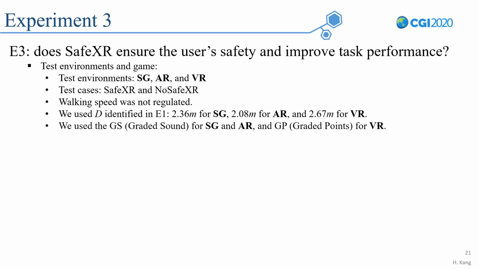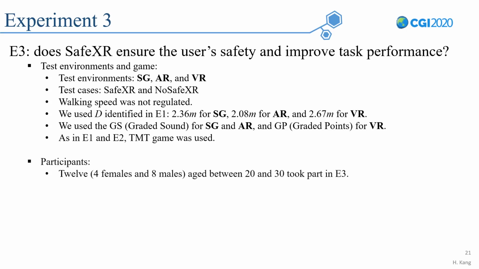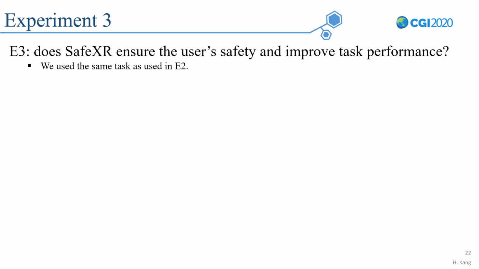As an alert interface, we used the graded sound GS for SG and AR and the graded points GP for VR environments. As in E1 and E2, the TMT game was also used. For the experiment, we recruited 12 participants aged between 12 and 30. We used the same task as used in E2.